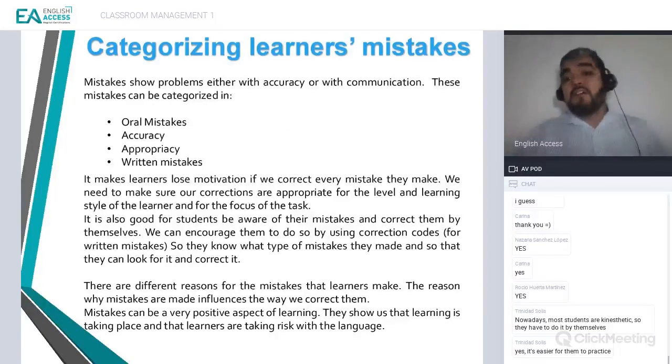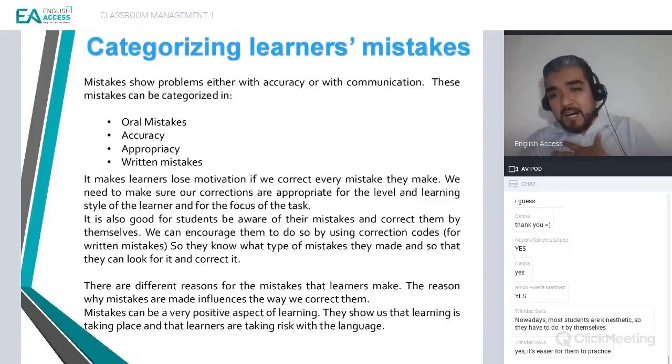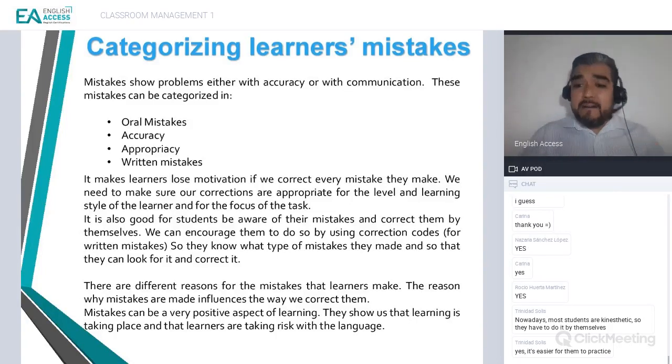Categorizing learner mistakes. So, in this first part, we talk about the reason to communicate. Now, it's very important that we as teachers have different strategies, a compilation of strategies that we can use to correct our learners. But first of all, if we want to correct our students, we need to understand their types of mistakes, their mistakes, and the reason for those mistakes.